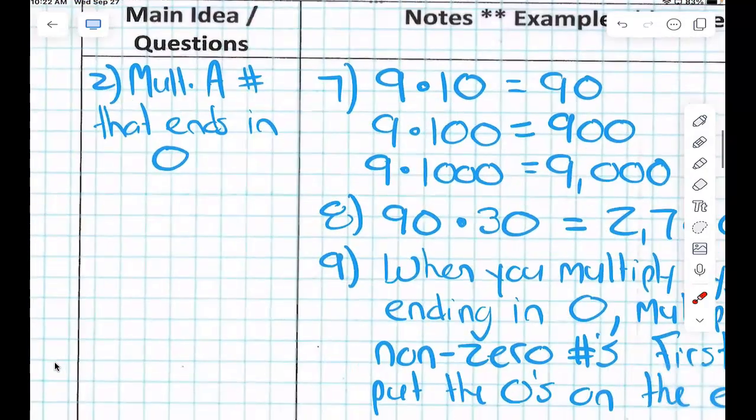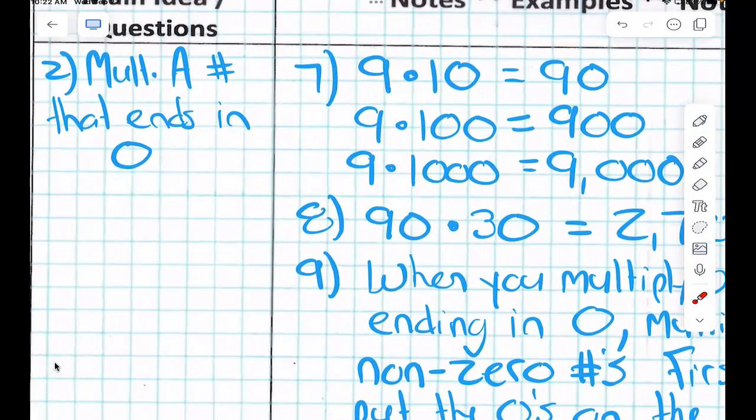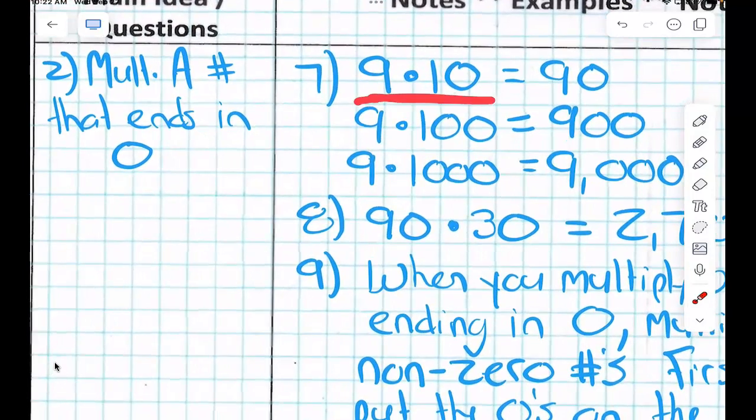All right, multiplying a number that ends in 0. Look at this problem. We have two factors, 9 and 10. 9 is a pretty basic number. 10 is also a basic number, but 1 is more basic. So class, when we multiply by numbers ending in 0, we can just multiply the non-zero numbers first. So what is 9 times 1? 9. And what do we do then if we have a number that ends in 0 after we multiply? Add 0. So 9 times 10 is 90.